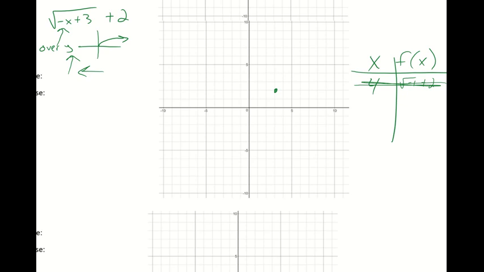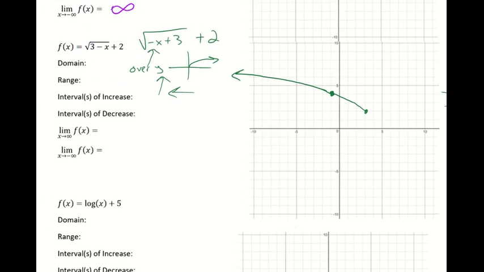Whereas let's substitute in negative 1. And honestly, that's the only other point we really need. You can do others, but with those two, you get an idea of what the graph is supposed to look like. So we substitute negative 1 in, and get square root of 4 plus 2. So we have this point, negative 1, 4. Okay, so that's approximately what it is going to do.